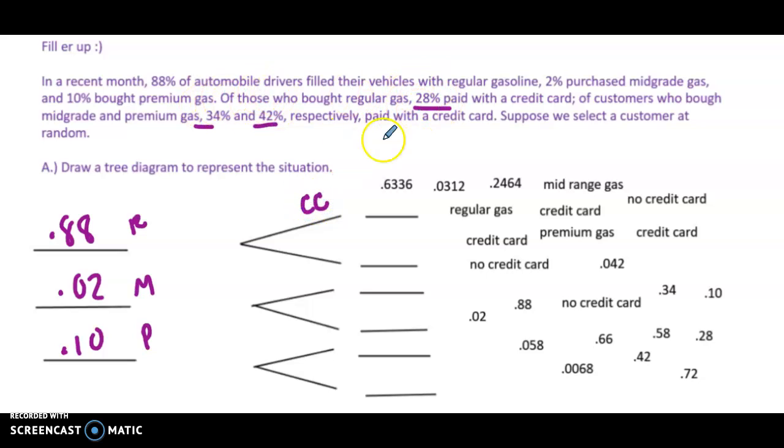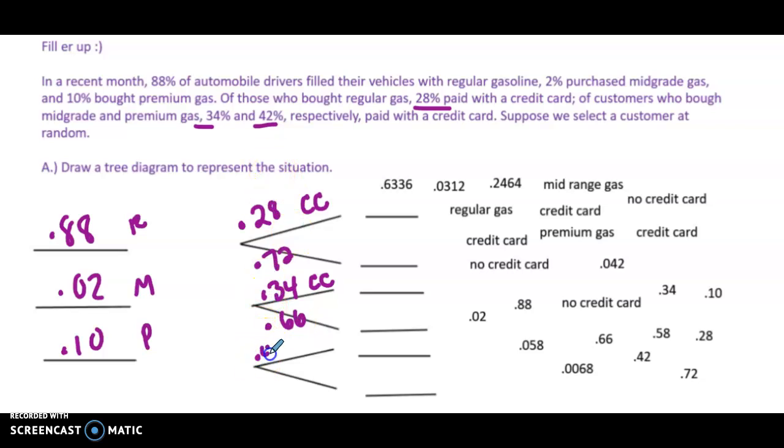Of those that bought regular, 28% paid with credit card. Now, these branches have to add up to 100, so we're going to take 1 minus 0.28 to figure out the amount that did not pay with credit card, and that is going to be 0.72. Okay. For customers who bought mid-grade gas, 34% paid with credit card. So we're going to subtract from 1 in order to get 100%, so that's going to give us 0.66 that did not pay with credit card.